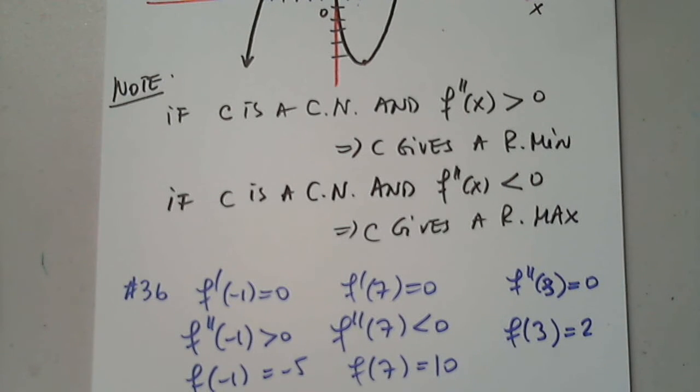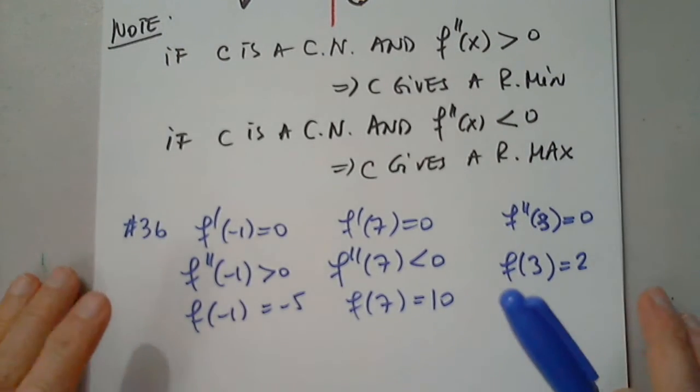Okay, I'm checking to make sure I copied everything. F double prime of -1 greater than 0, yes. F of -1 is -5, yes. F prime at 7, yes. F double prime at 7, f of 7 is 10. F double prime at 3 is 0, and f of 3 is 2. Fine. Good. Perfect pick. This exercise, again, will help us understand the table.